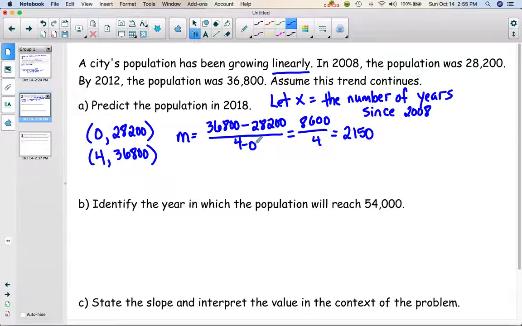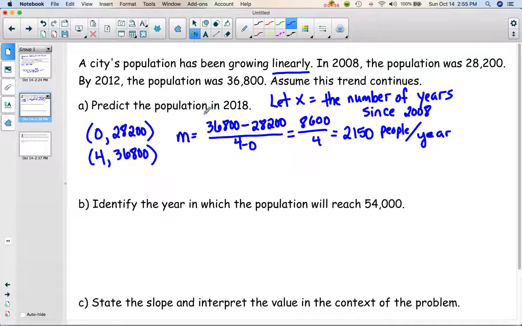Now remember, this has units. What do these numbers represent? This is our population. So we have people per, and in the denominator we had years. So people per year. So this is the growth rate. It's growing at a rate of 2,150 people per year.